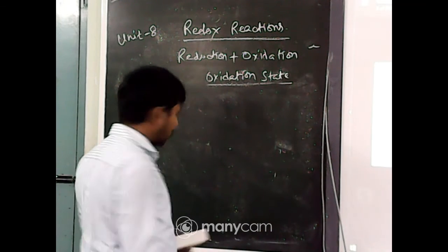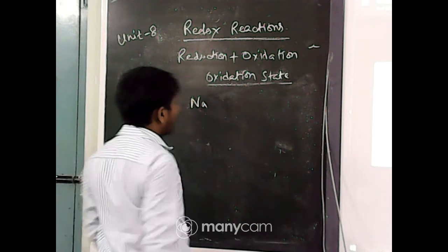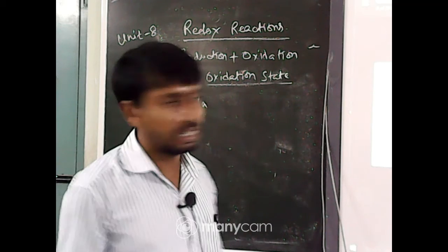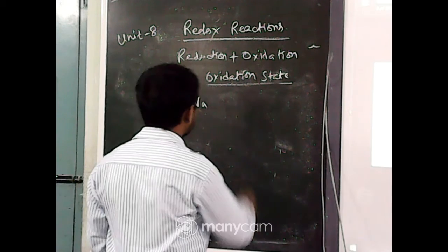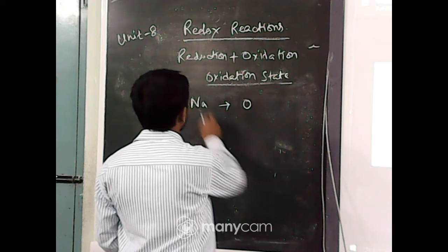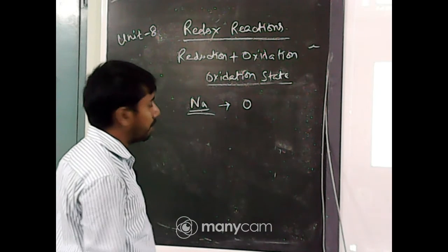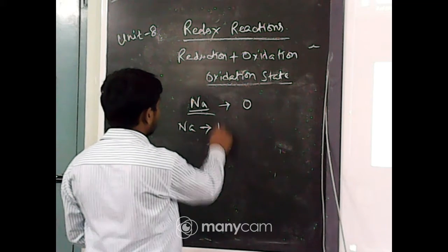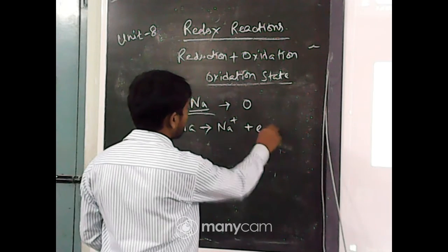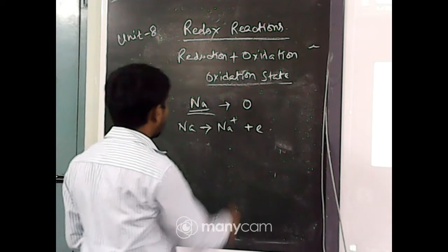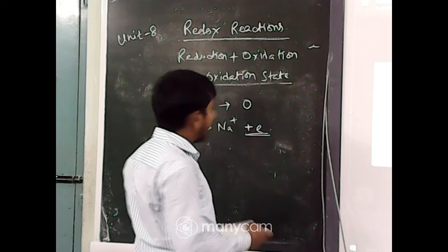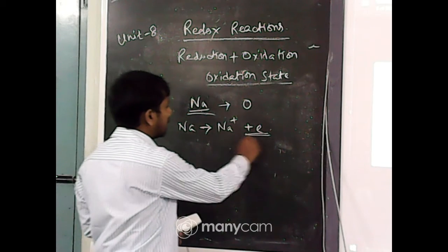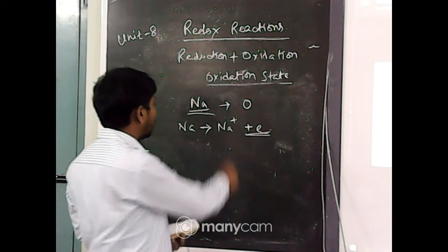So, Na, sodium. When an element is in the free state, its oxidation state is taken as 0, because here it is only elemental sodium, so its oxidation state is 0. Now, I am writing one conversion, that is Na to Na plus plus an electron, the ionization equation. Here one electron is liberated from the elemental sodium, forming Na plus.